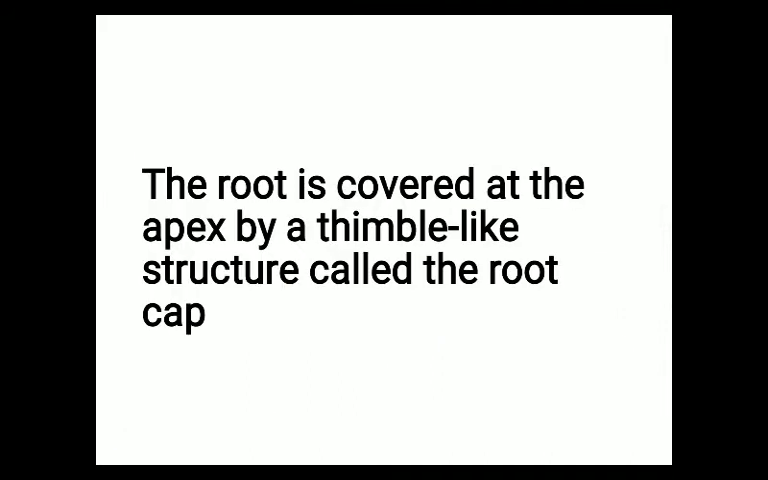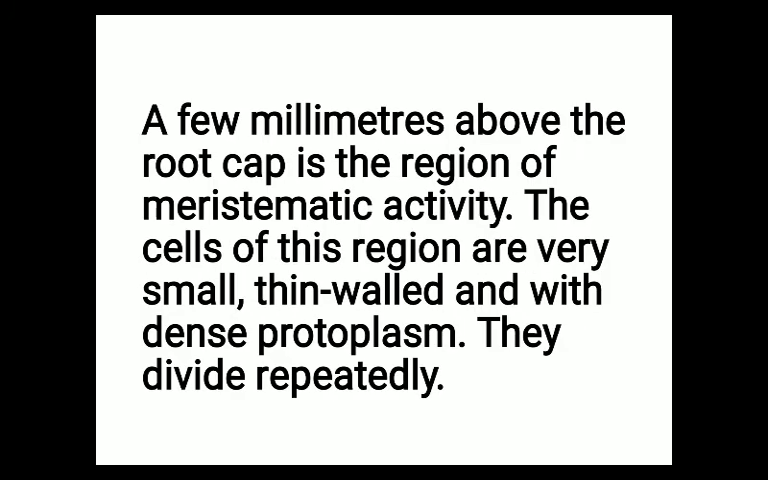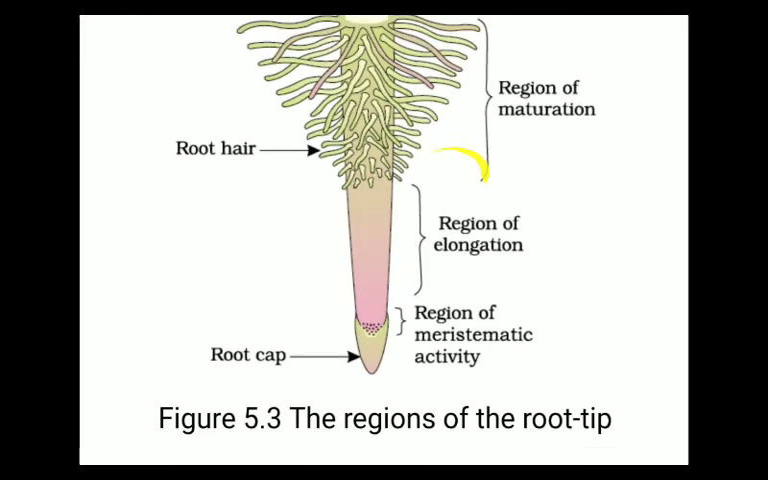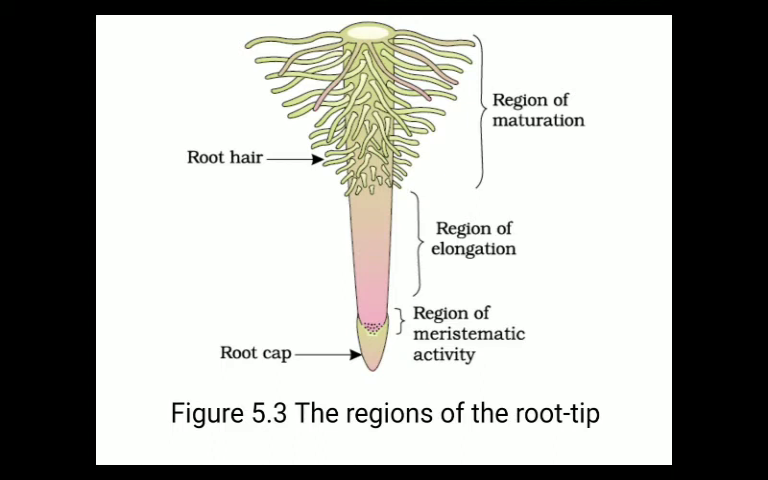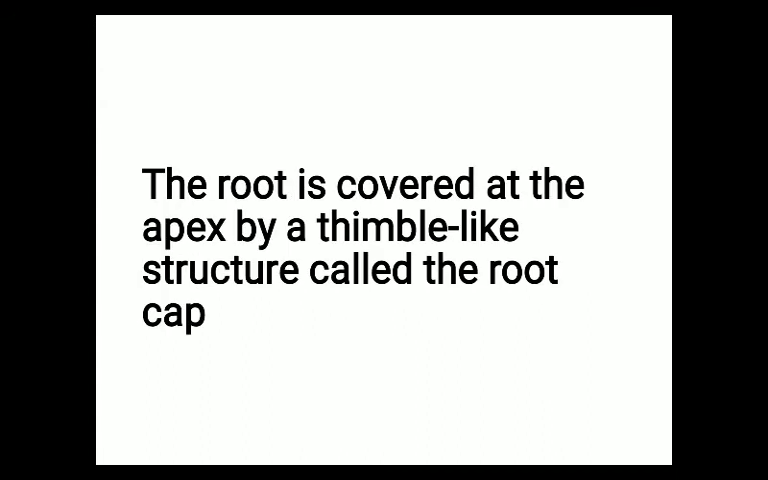The root is covered at the apex by a thimble-like structure called the root cap. In this diagram you can see the root cap. The tip of the root remains surrounded by a thimble-like structure. A thimble is a structure present at the front part, like a cap. You can google the meaning of thimble. The root cap resembles a thimble. So the root is covered at the apex by a thimble-like structure called the root cap.